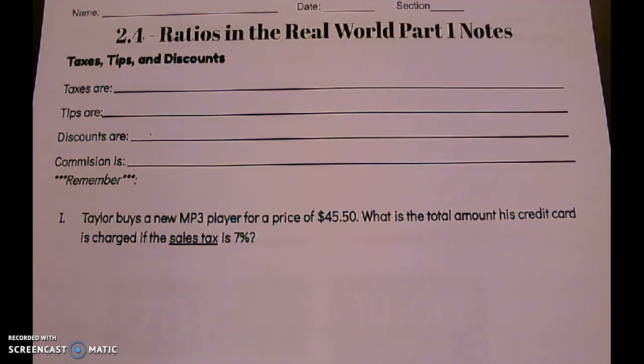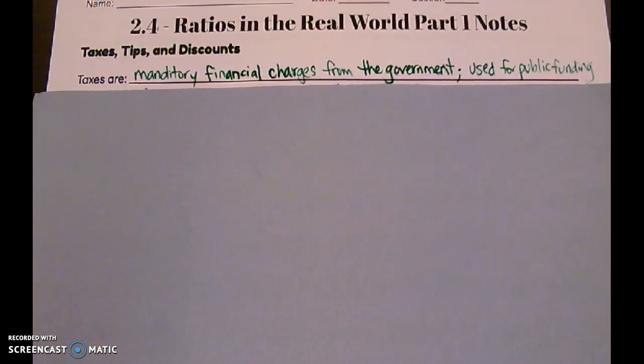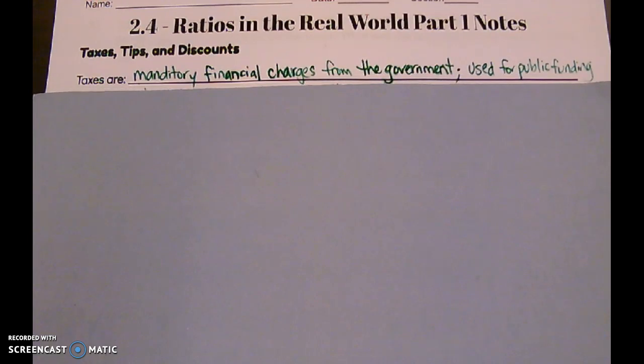Let's get started. The first thing you need to know is that taxes are mandatory financial charges from the government that are used for public funding. So if you think about it, when you go to the store and you buy a snack for $1, and your total comes out to be $1.27, that extra 27 cents is actually a tax that goes back into our government that's used for funding things like schools, parks, and other public entities.